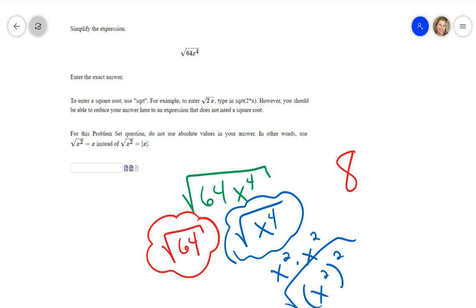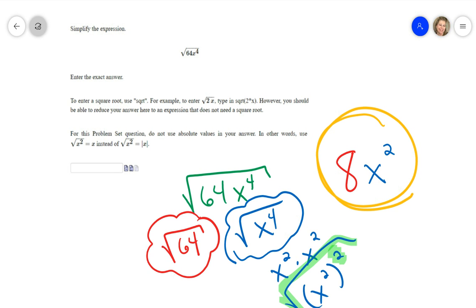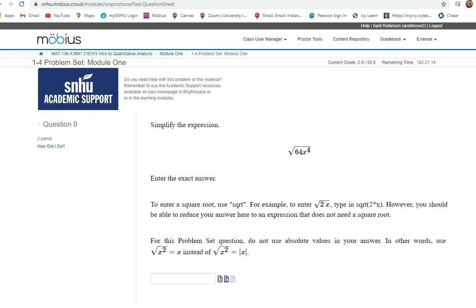So if you have the square root of x squared squared, this square root sign and this squared right here cancel each other out. Sorry, I kind of went at an angle there. And then all you're left with is the x squared. So my answer is actually 8x squared. That's my answer. Now I'm going to jump back to Mobius.